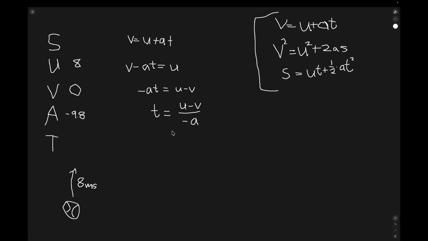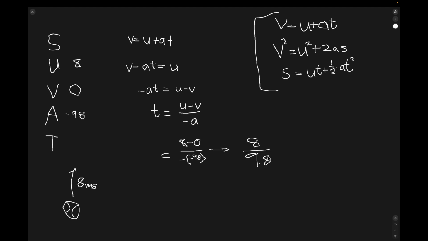Okay, so let's substitute in u minus v, so 8 minus 0 on negative of negative 9.8. Which will just be 8 on 9.8.